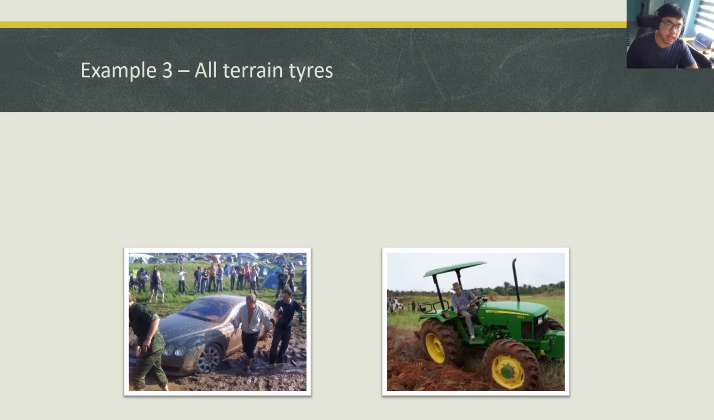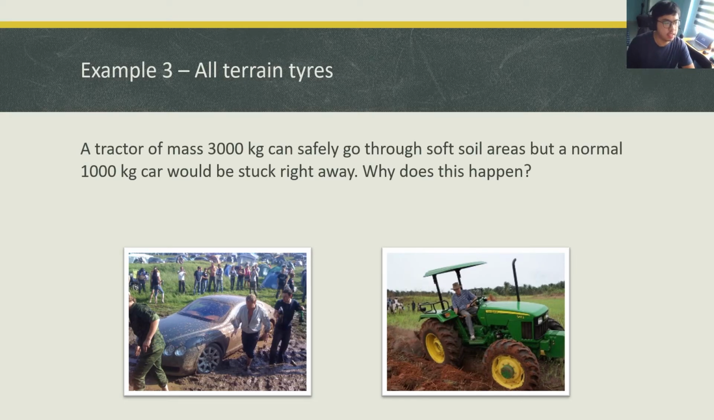Example 3, let's look at cars and how cars and their tires can exert pressure on the ground. A tractor of mass 3000 kilograms can safely go through soft soil areas, but a normal 1000 kilogram car would be stuck right away. Why does this happen? Okay, so this tractor, even though it's heavy, can go through any terrain, any ground, even though the ground is soft. But a normal car will get stuck.